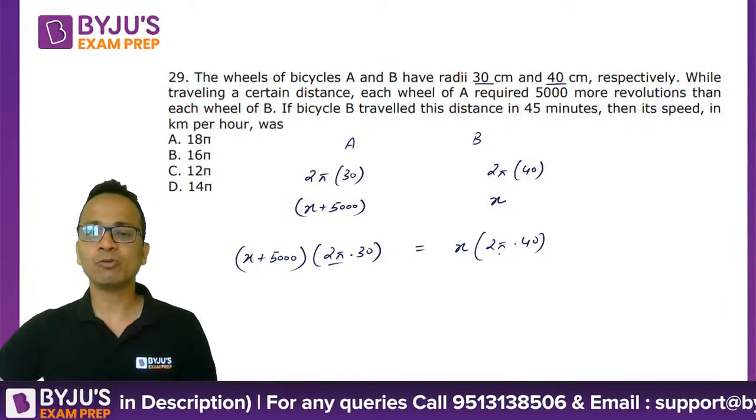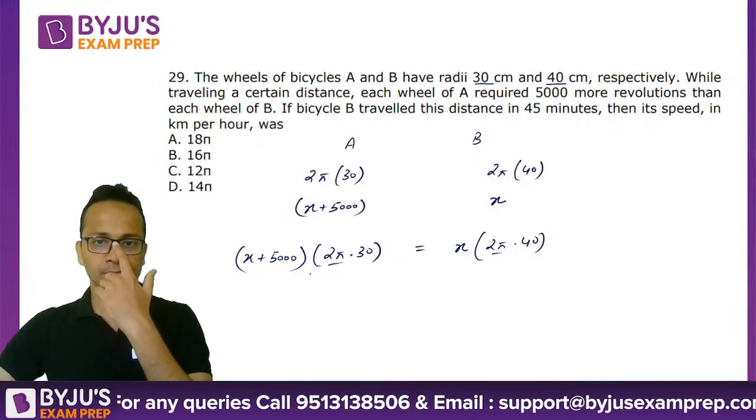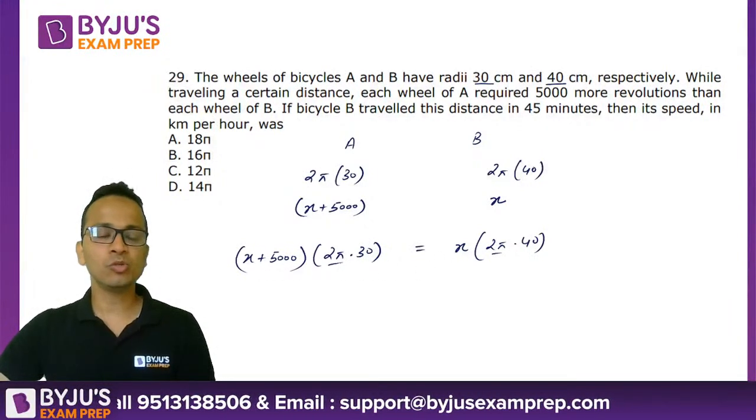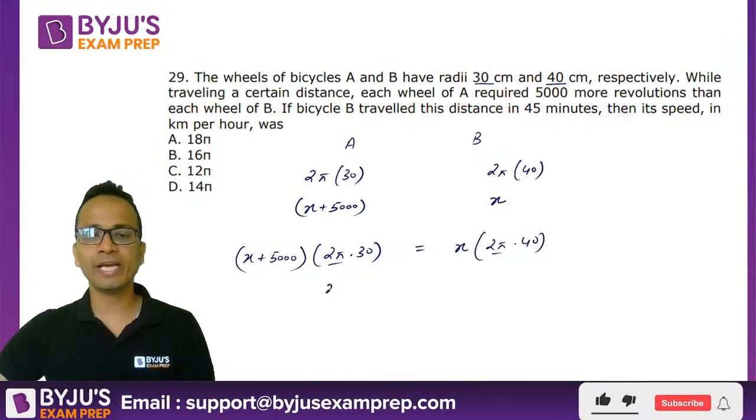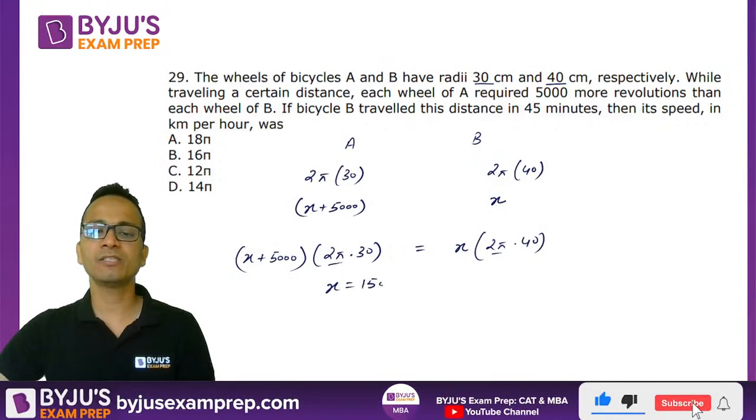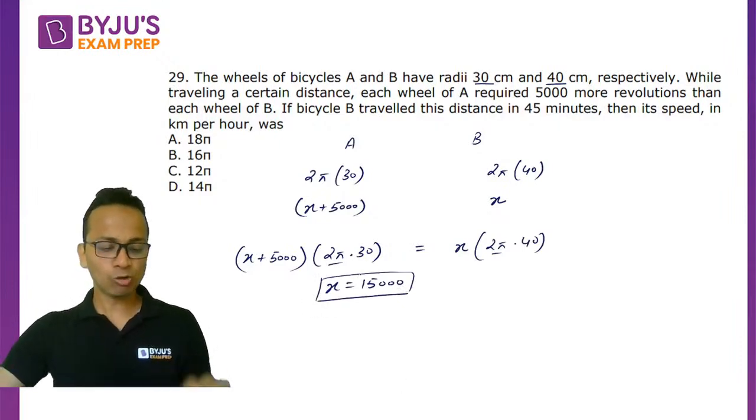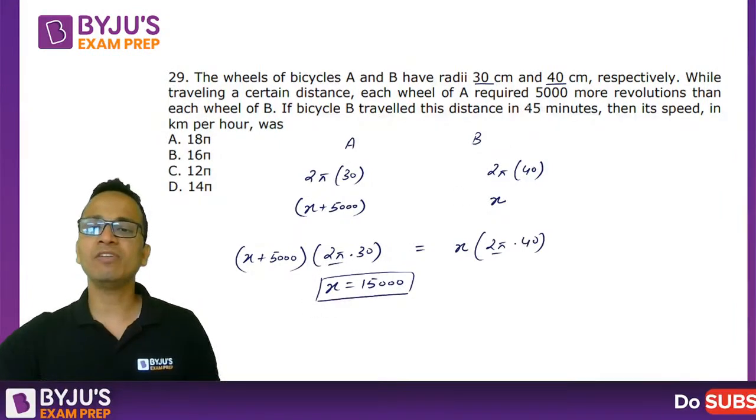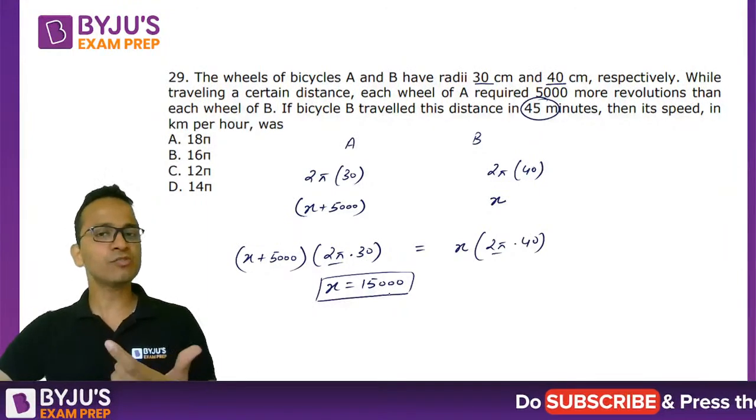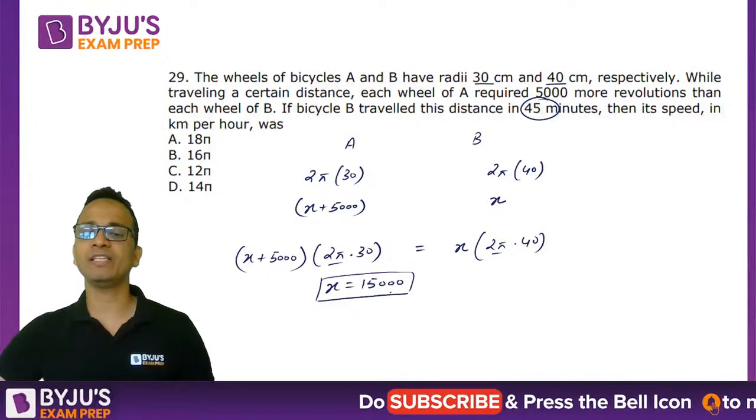So 2 pi will cancel out, a zero will cancel out. 4x is equal to 3x plus 15,000. So the value of X will come to 15,000. So the value of X is 15,000. Okay. Now the question says that this much distance is traveled in 45 minutes. This distance is travelled in 45 minutes and we have to find the speed.